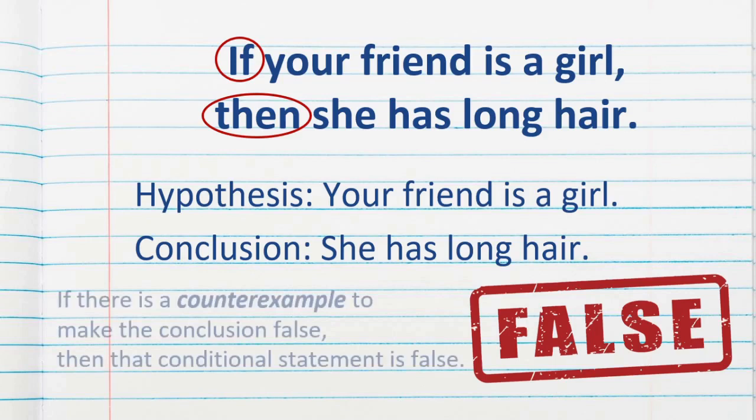So, if there is a counterexample that makes the conclusion false, then that conditional statement is false. We were able to find other instances where the hypothesis holds. She can be a girl with short hair, a girl with no hair, or a girl with curly hair. These counterexamples prove that the conclusion is false, because not all girls have long hair.